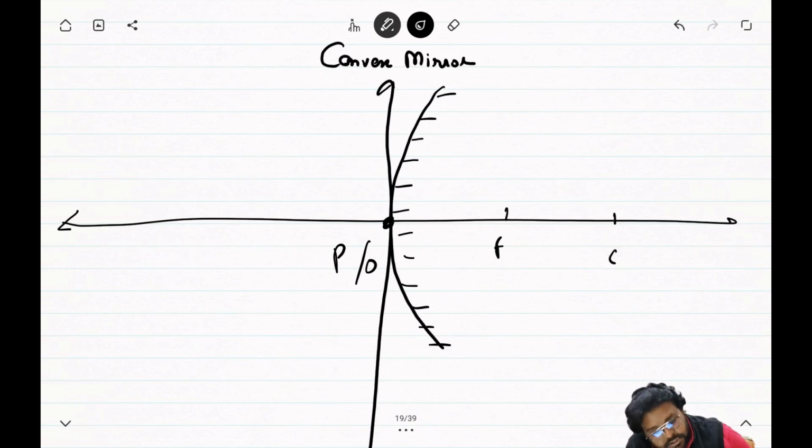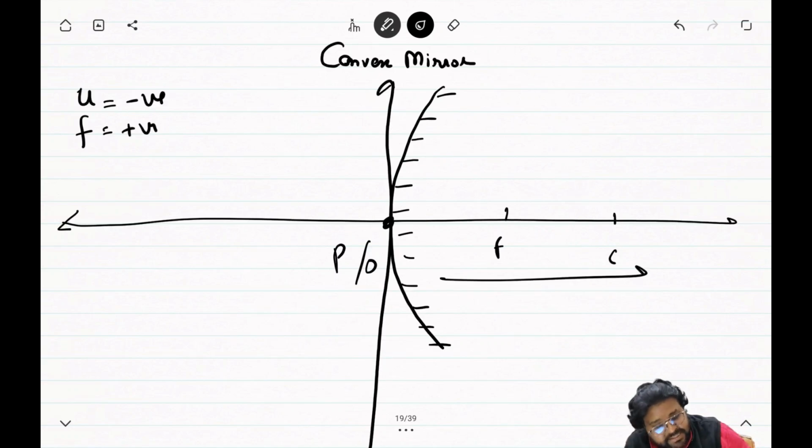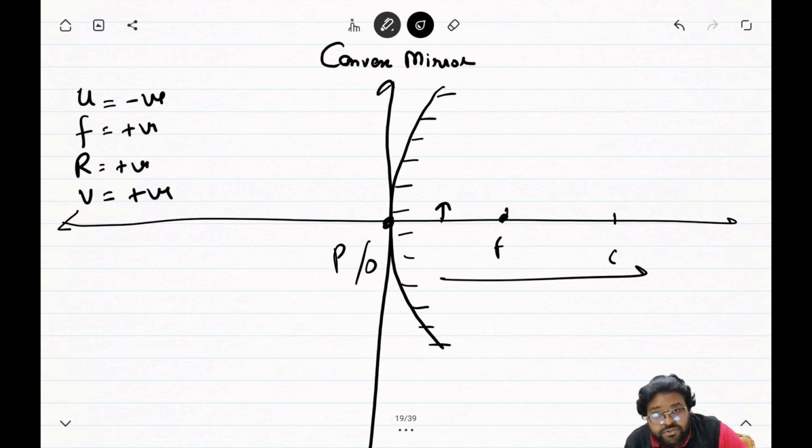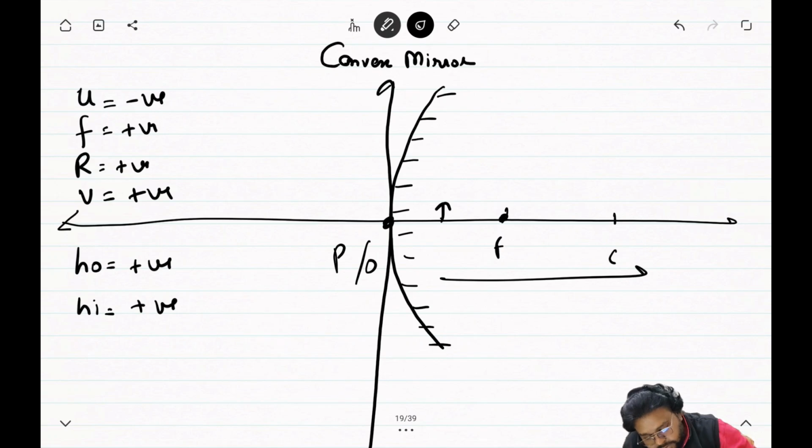F is here, C is here. So in this case, the object distance is always negative. F of a convex mirror is positive because it is on the positive x-axis. R is positive. The images formed are always diminished, or at F. So the image distance is always positive. That means a virtual image in a convex mirror is positive. Height of object is always positive, and height of image, because both images are upright and erect, is also positive. So in the case of a convex mirror, these are the sign conventions we are going to follow.